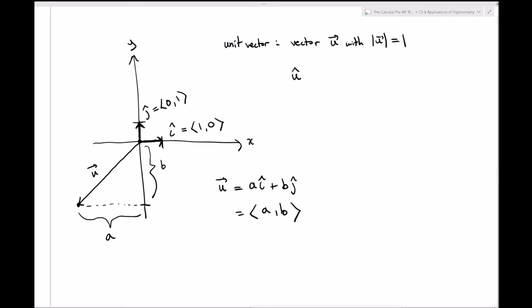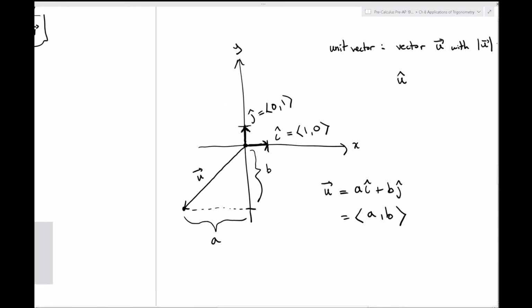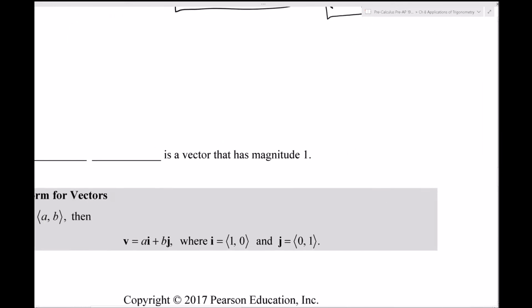So you can write it as a vector in the ordered pair way, where you just write the components A and B, or you can write it as the expansion or the linear combination of I and J, and that would be AI plus BJ in that order. So that's the whole idea here. So you can write any vector like that.